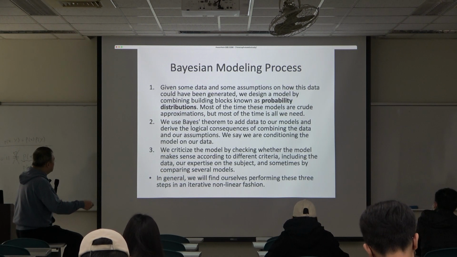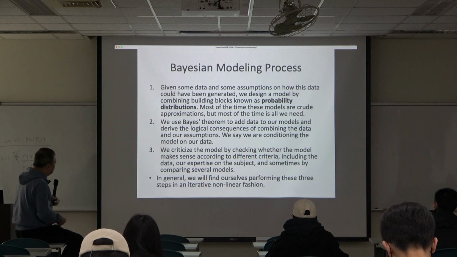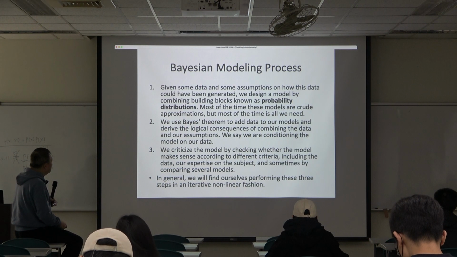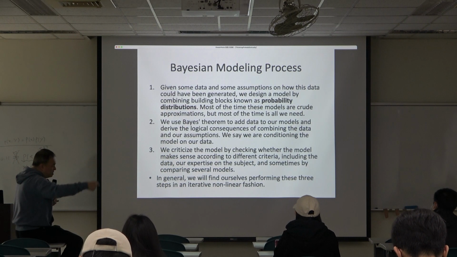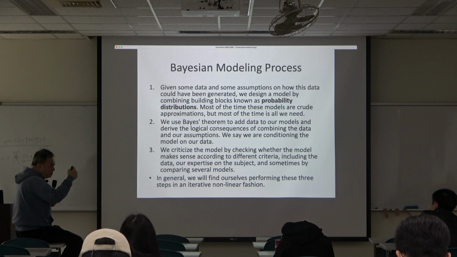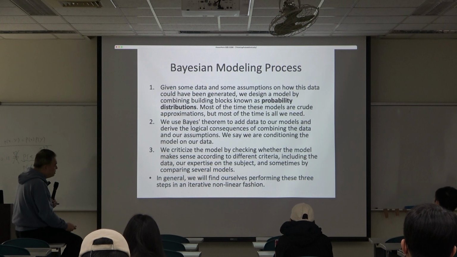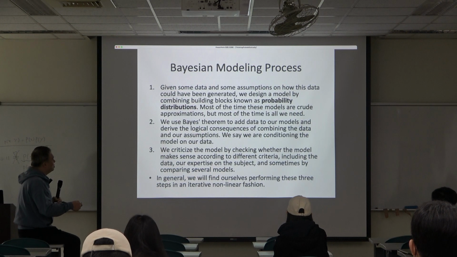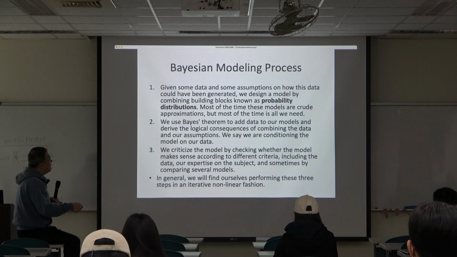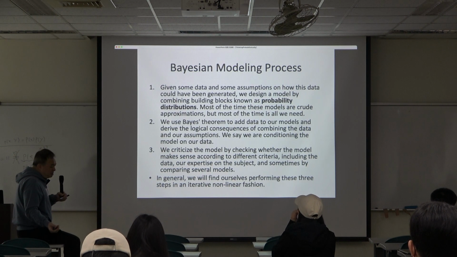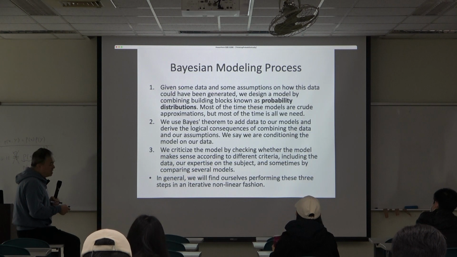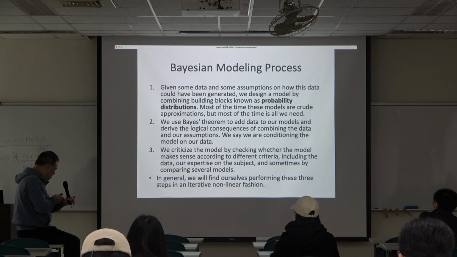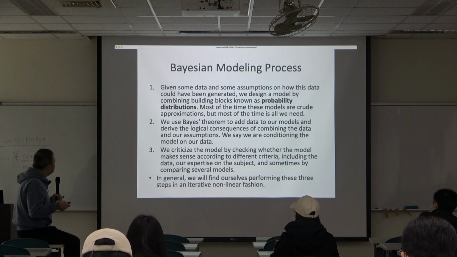Let's go over this quickly. As I will say later, this process may be done multiple times; we may need to go through it iteratively. Given some data and some assumptions on how this data could have been generated, we design a model by combining building blocks. What are those building blocks? Those building blocks are probability distributions. The most well-known one, as I already told you, is the Gaussian or normal distribution. And there are other distributions that you are going to see. I hope to be able to talk about the beta distribution today, but let's see.